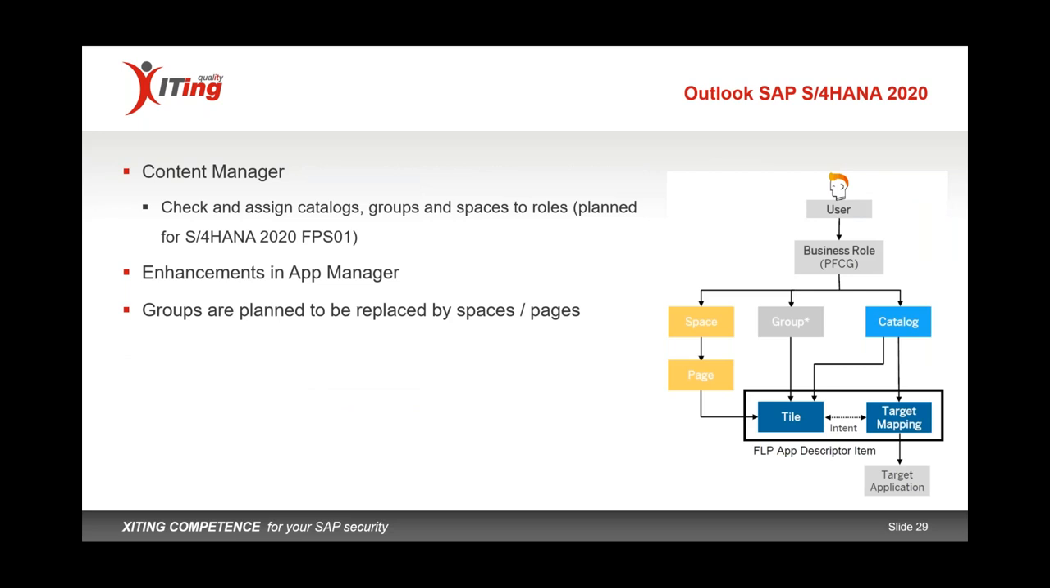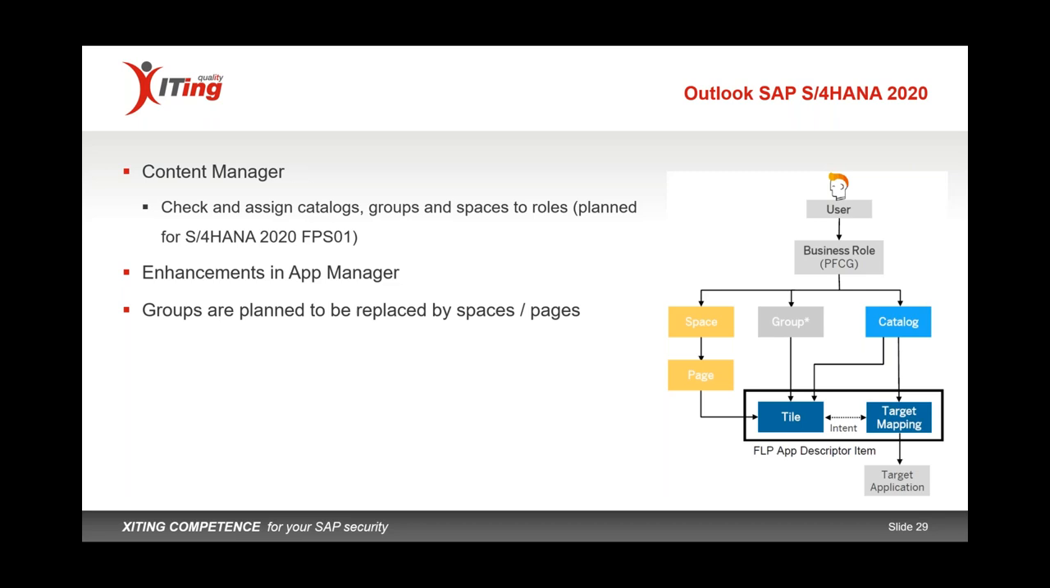Just to give you a little bit of an outlook into the future and what we will be discussing next time. With S/4HANA 2020, there are enhancements done in the content manager, so we can do more things with the content manager. I don't have a screenshot yet because we're just in the process of getting the system ready to get the use cases going and show next time. There's also a lot of enhancement in the app manager. If I'm not mistaken, the ultimate goal is that the app manager and the content manager will replace the launchpad designer. I think that's what I read on one of the blogs. I can be mistaken, but I think that's what I read.